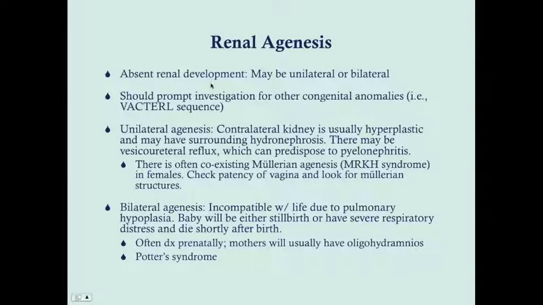So if a baby has one kidney that hasn't developed properly or isn't developed, it should prompt an investigation for other congenital anomalies. Particularly here, we're thinking of the VACTERL sequence: vertebral anomalies, imperforate anus, cardiac anomalies, tracheoesophageal fistula, and limb anomalies. When you have unilateral agenesis, if you look at the other, functioning kidney through ultrasound, it's typically hyperplastic, and there'll usually be some hydronephrosis. In a minority of cases there will also be some level of vesicoureteral reflux, and that can predispose the child to pyelonephritis, so you'll want to watch that.